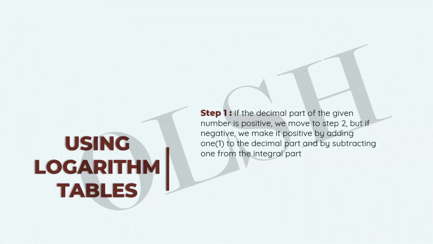The first step to finding the antilog of any number is noting if the decimal part is positive or not. If the decimal part is positive, we move to step 2. But if it's negative, we make it positive by adding 1 to the decimal part and by subtracting 1 from the integral part.